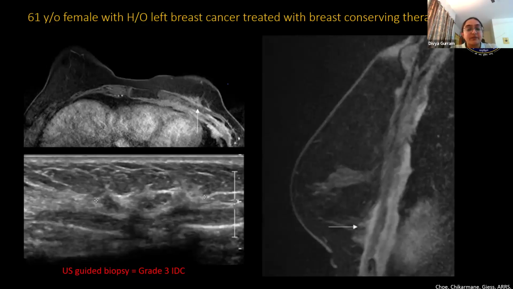When correlate ultrasound was done, you can see that there is this segmental distribution of a non-mass lesion, predominantly hypoechoic in echogenicity with a little bit of posterior acoustic shadowing. On ultrasound-guided biopsy, this turned out to be grade 3 invasive ductal carcinoma.